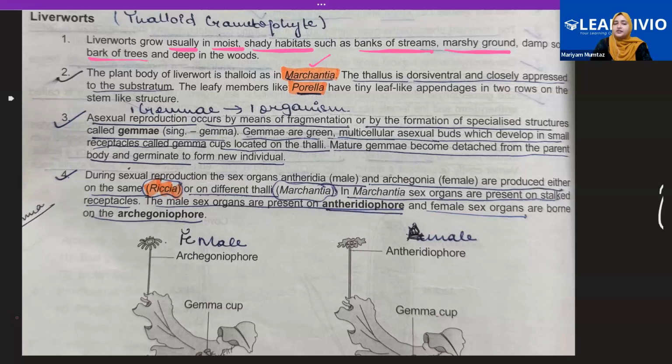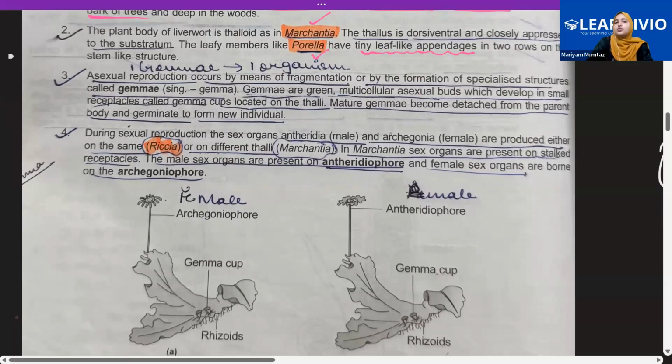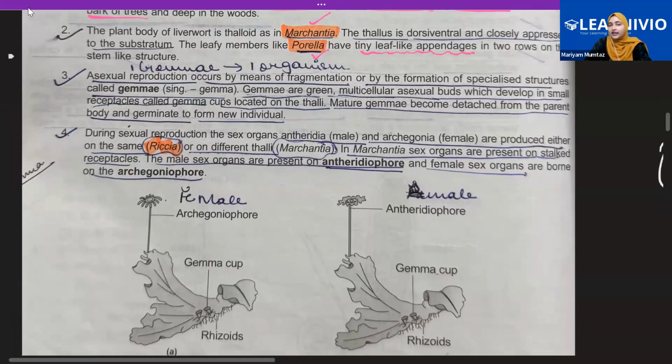Now the leafy members, they have some leafy members as well, and they are called Porella. They have tiny leaf-like appendages present in 2 rows on the stem-like structure. Again, to remind you one thing, we have just step 1 up from algae, right? So there is not going to be root, stems, and leaves so directly. Rather, there will be root-like, leaf-like, and stem-like structure.